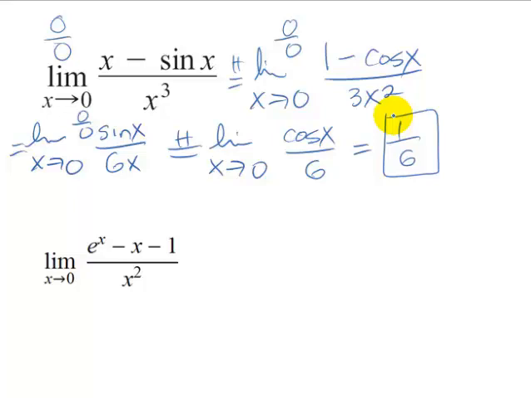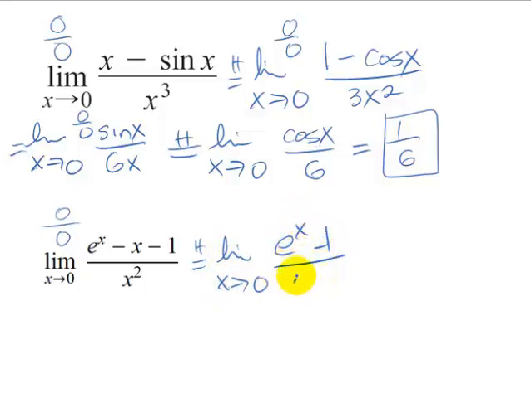Looking at this next one, e to the 0 is 1, and 1 minus 0 minus 1 is 0 over 0. So we do have an indeterminate form. We can apply L'Hopital's rule. This equals the limit as x approaches 0 of the derivative of the top, which is e to the x minus 1, over the derivative of the bottom, which is 2x.